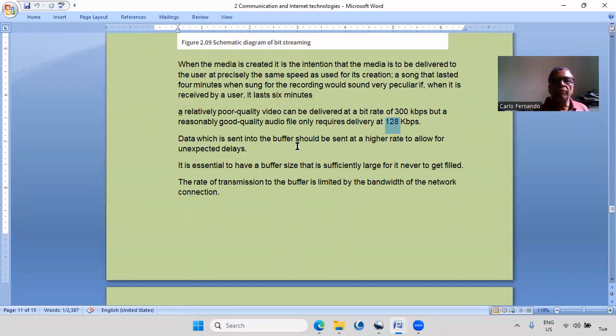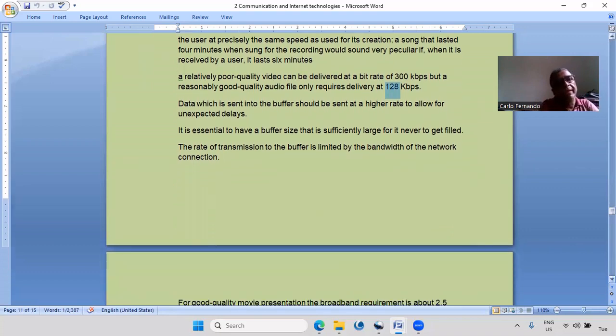Data which is sent into the buffer should be sent at a higher rate to allow for unexpected delays. There can be unexpected delays. So because of that, more than the playing, the data should be sent at a higher rate. That is why you get the gray line in advance, so that there won't be any pauses. But if the end of the red line and the end of the gray line coincide, like they are equal, then of course you have to stop. It will pause and wait until sufficient bits are collected in the buffer to continue or resume playing.